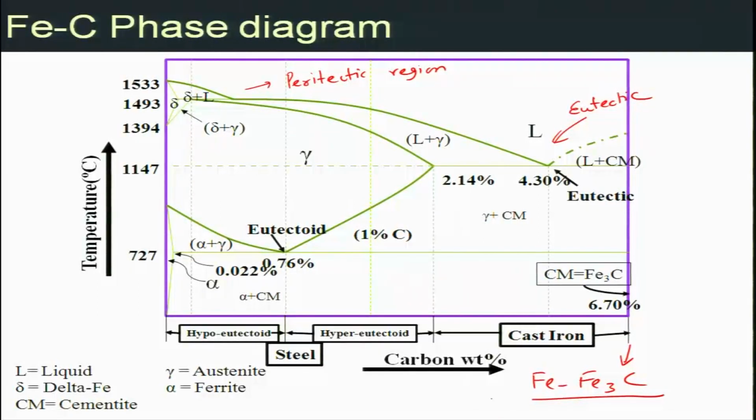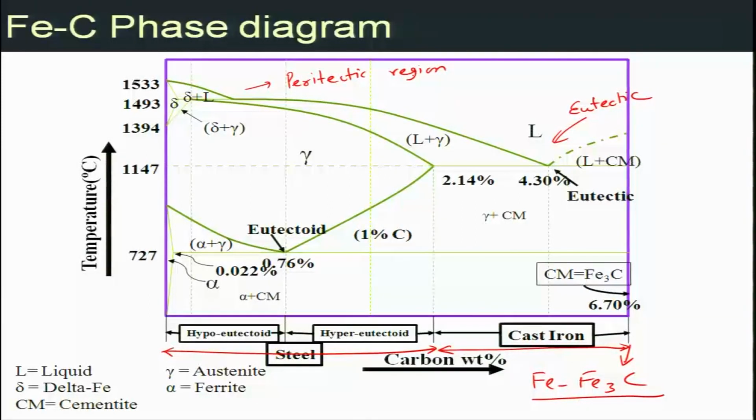Anything beyond 2% carbon is called cast iron. So, if your carbon content is between 2% and 6.7%, the alloy will be called cast iron. If your composition is below 0.76% to be precise, it is called hypoeutectoid steel, and if it is between 0.76 and 2% carbon, it is called hypereutectoid steel. So, this region is steel and this region is cast iron. Okay.